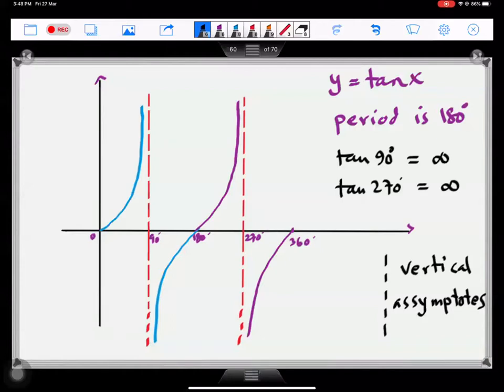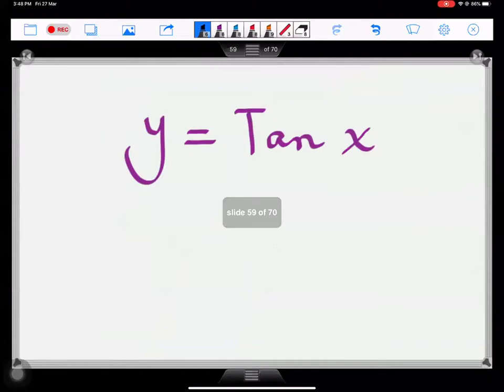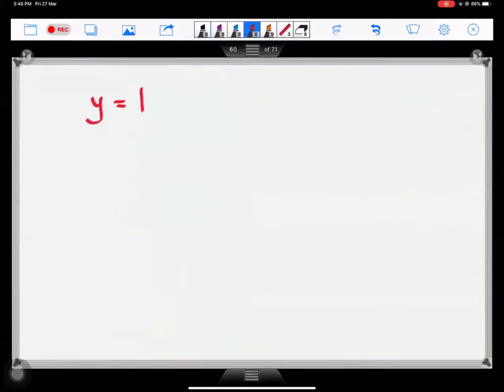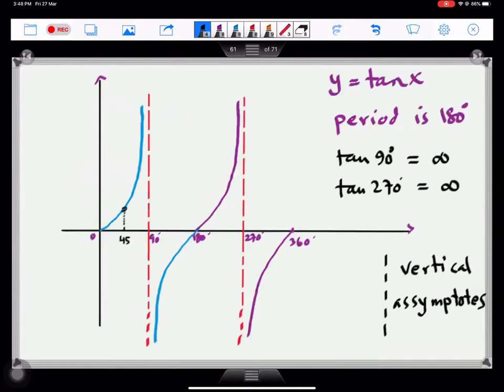We should also know this for a fact, that when x is 45 degrees, y is tangent of 45, and that's a very common value, which is 1. When x is 135 degrees, y is minus 1. That means if I want to label some points in the middle, I can label 45 degrees and mark a dot here, go left, and this is 1. Between 90 and 180, this is 135. Mark a dot, and then go left, this is minus 1. So these are the two major points I can mark.